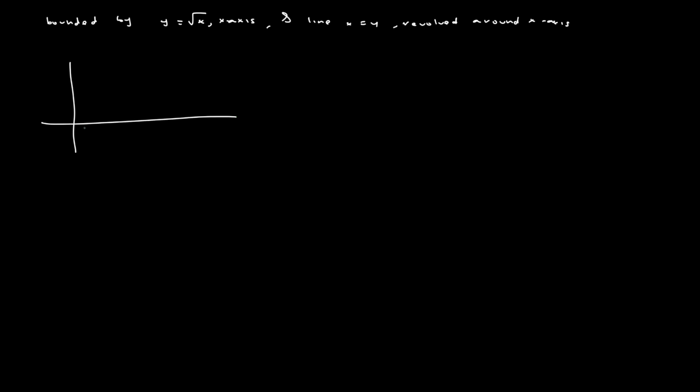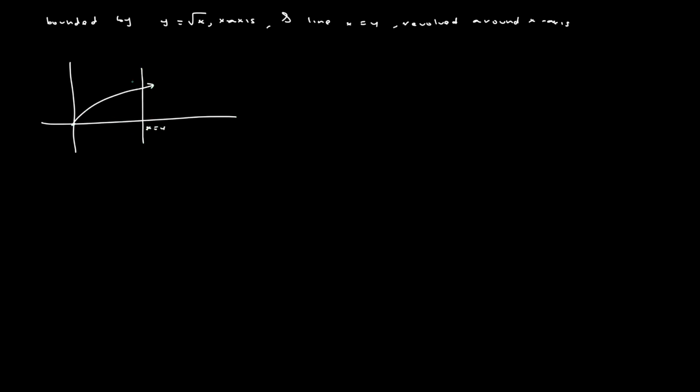So this problem says that we have a region bounded by the curve y is equal to square root of x, the x-axis, and the line x equals 4, revolved around the x-axis. So if I were to draw out what this region looks like, I have some square root of x, and then I'm told that it's between that and x equals 4.